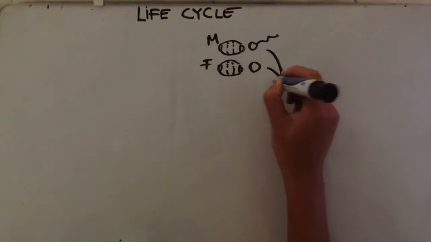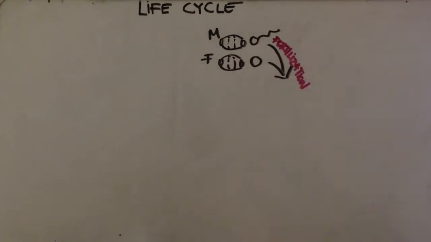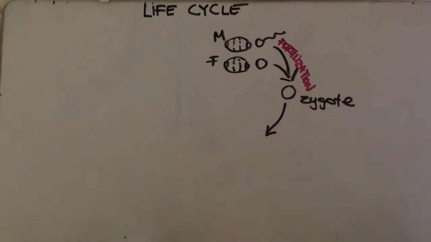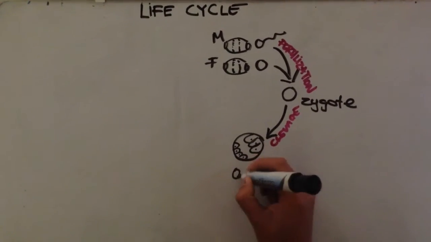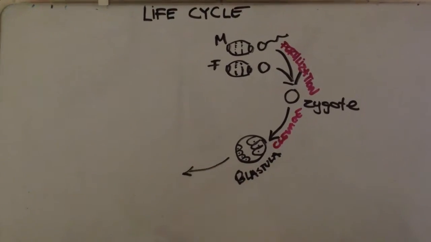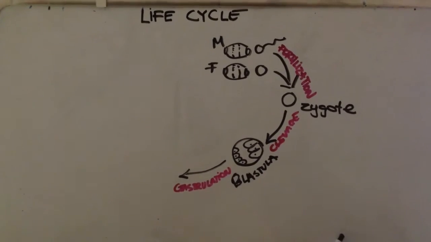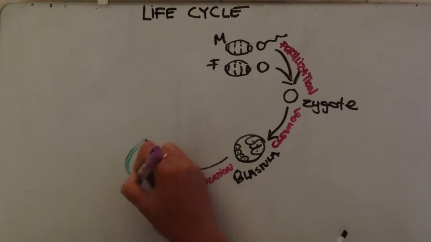As mentioned before, leeches reproduce sexually. Therefore, the life cycle of a leech starts with fertilization of egg and sperm excreted from the male and female pores of two individual leeches. A zygote will result and will undergo cleavage to form a blastula, which is a hollow ball of cells.